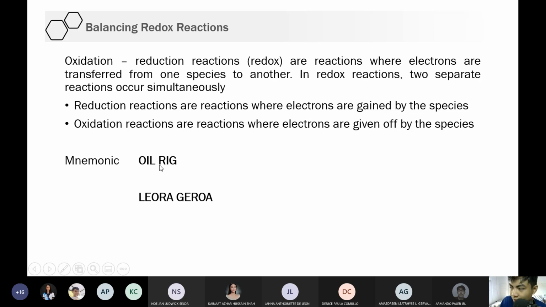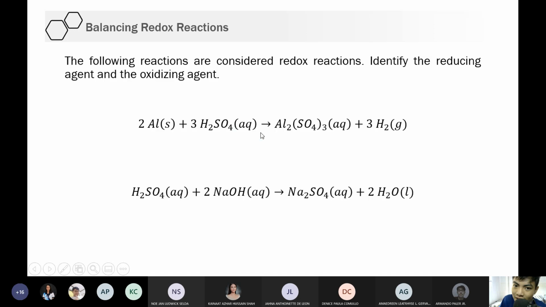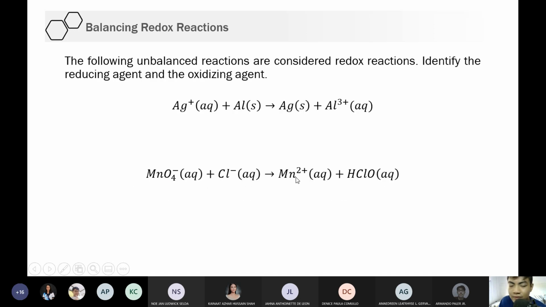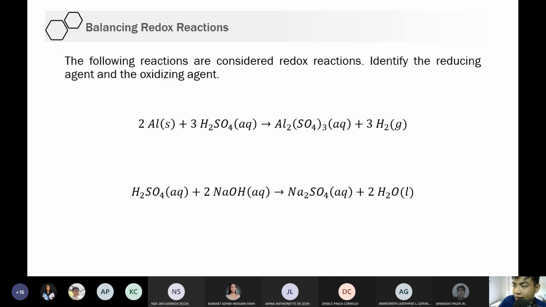Okay. So, yan. Oil rig. Alam nyo yan. Leo Ra Ger Oa. Alam nyo rin yan. Okay. Ito yung example natin kanina. So, now, ganito. I will give you 2 questions. Ito yung balancing, no? Kaya sinabi ko next sem na lang kasi ang dami niyang ginagawa. Yan, no? 4 steps, di ba? 4 steps yung sinabi ko kanina. Next sem na lang yan.